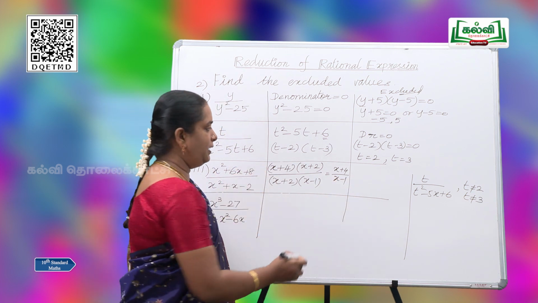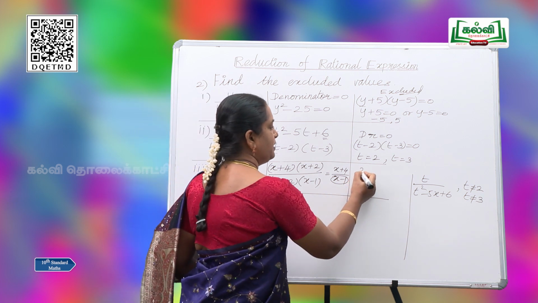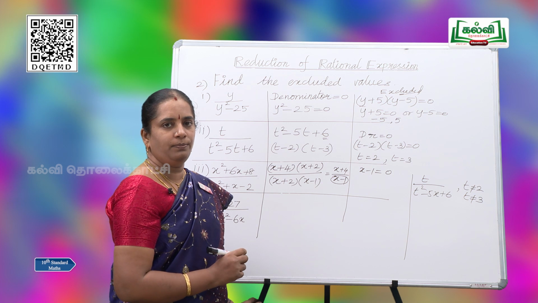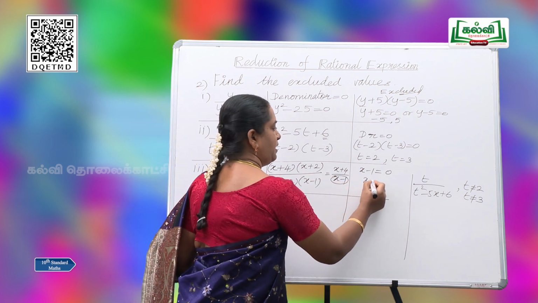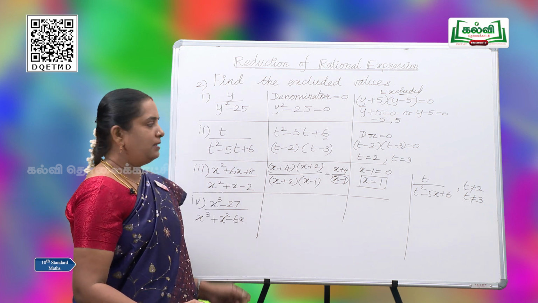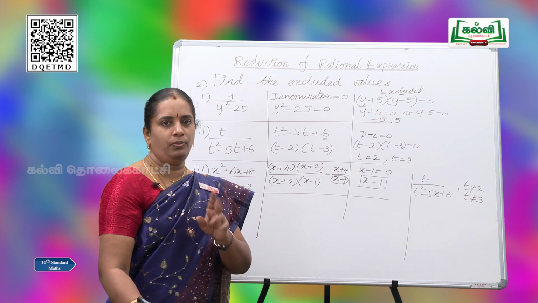Now, see, the denominator is x minus 1. So, we have to equate this x minus 1 to 0 to find the excluded value. So, x is equal to 1. This is our excluded value. That means, in this rational expression, x should not take the value 1.